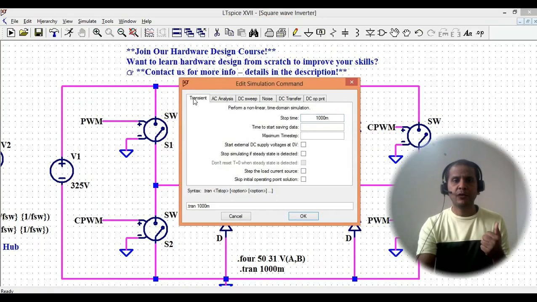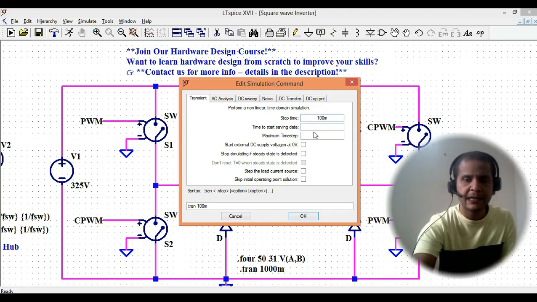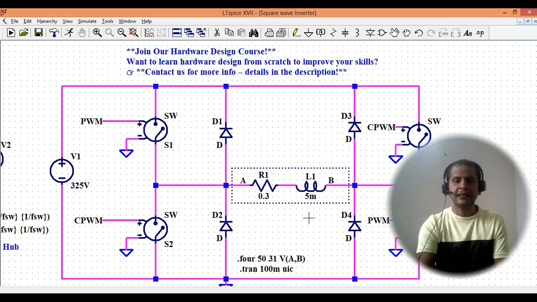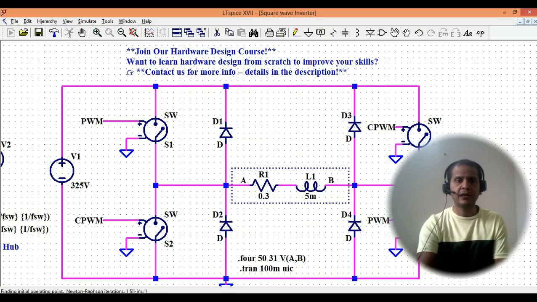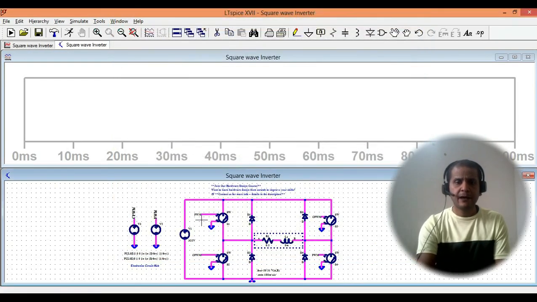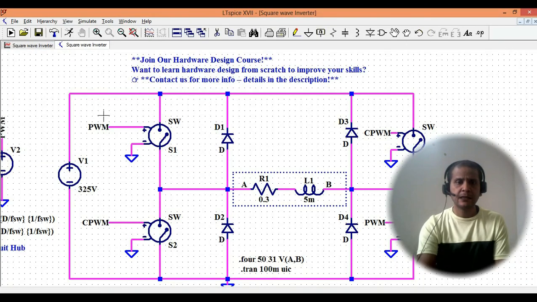For now, I'm simulating this for 100 milliseconds, and you can also check this initial operating point solution. So I clicked it here, and now I run it, and let's see. Okay, so let's see first what the PWM is. So this is your PWM signal, and this is your complementary PWM signal.